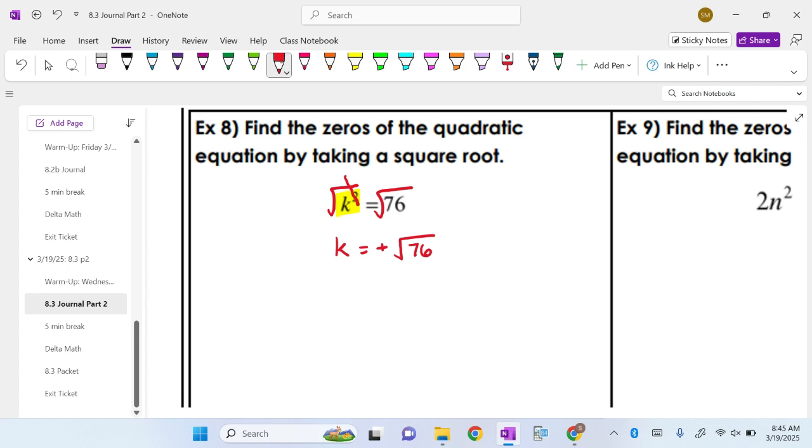Plus or minus. And that plus or minus goes outside the radical symbol. Don't put it with the 76 on the inside. Put it outside the radical symbol. And there's a reason for that, which we'll talk about in the next example.